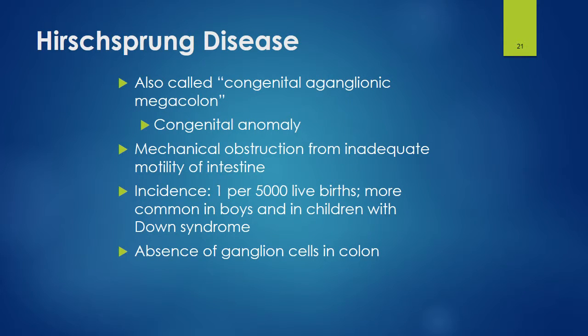Hirschsprung disease is a congenital anomaly, also called congenital aganglionic megacolon. It involves the absence of ganglion cells in the colon. It leads to inadequate motility of the intestine and mechanical obstruction. The incidence is 1 per 5,000 live births. It is more common in boys and in children with Down syndrome.